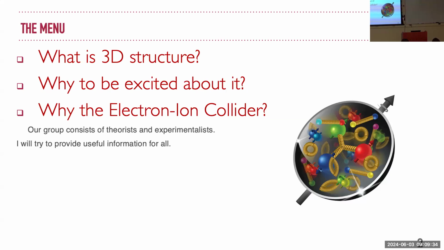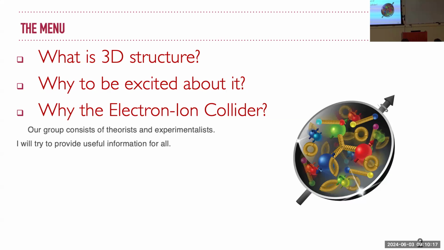I wanted to divide everything into questions. These questions will be the following. What is the 3D structure? Once we know what the 3D structure is, I would like us to ask: why be excited about that? Why should you care about 3D structure? And then, of course, why the Electron-Ion Collider? The last question is probably the easiest because we know where we are going to study the 3D structure: the Electron-Ion Collider. The question is why? What is the advantage of this facility?